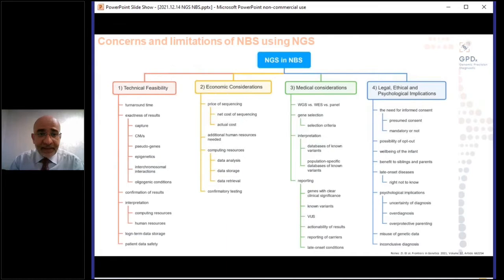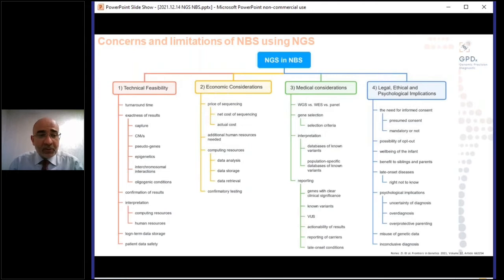However, we still have many challenges and limitations in using next generation sequencing in newborn screening, and most of these limitations are summarized in this nice diagram. So we can divide them into technical issues, economic considerations, medical, and finally legal and ethical. So for the technical consideration, the main thing is the turnaround time. I mean, we know the goal of newborn screening is to diagnose babies before they become symptomatic, to start treatment early and minimize the complications. So this is why the turnaround time is important.